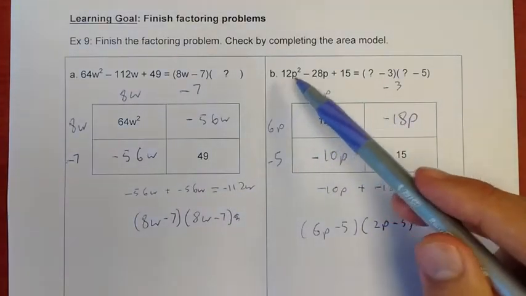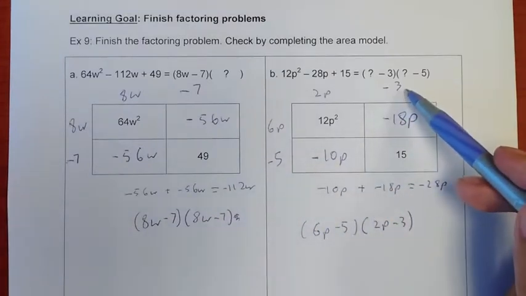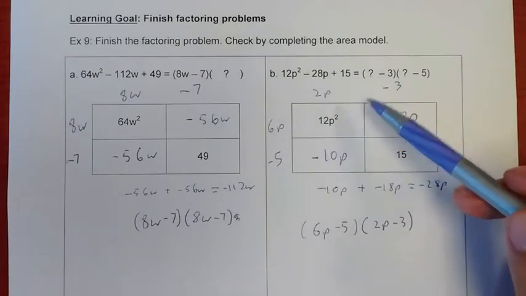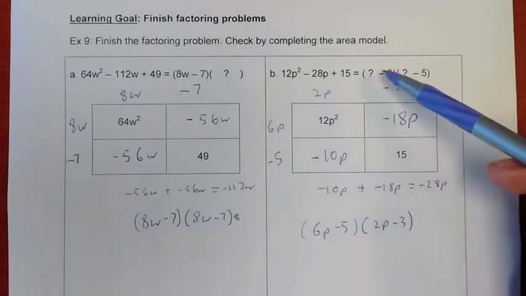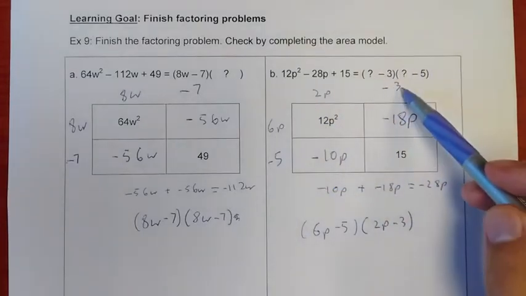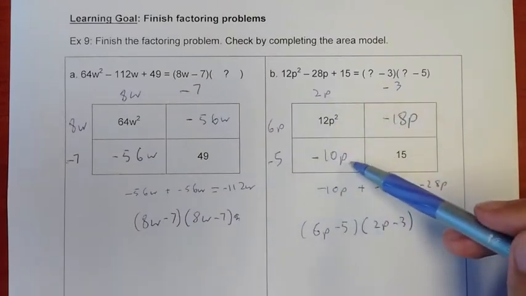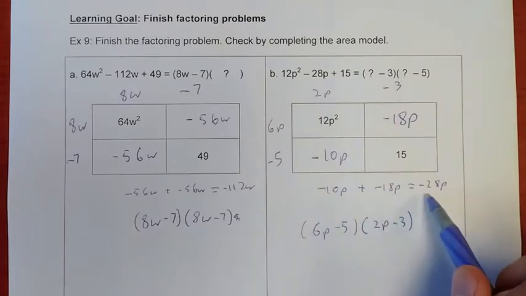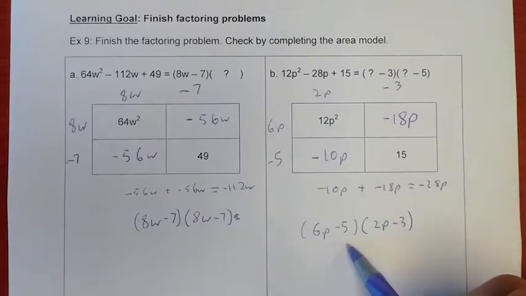And for part B, we have negative 3 and negative 5 as givens, and they multiply to 15. And I'm sure you had to test more than just 2 and 6, but I'm just going to reveal the answer here. And we have 6p times negative 3 gives us negative 18p, and 2p times negative 5 gives us negative 10p. And to check our work, negative 10p plus negative 18p gives us negative 28p. So our final answer is 6p minus 5 times 2p minus 3.